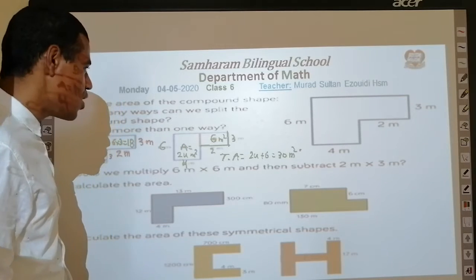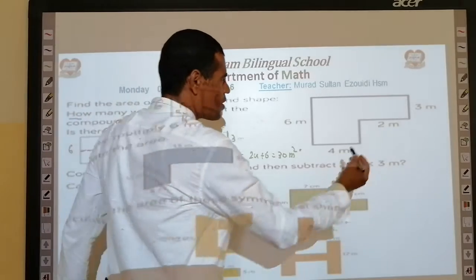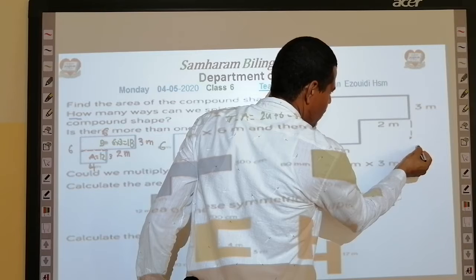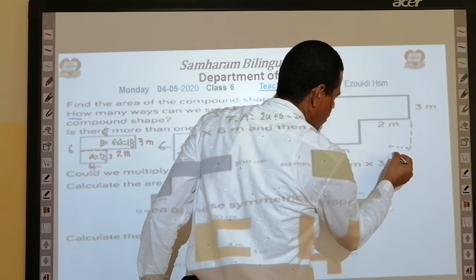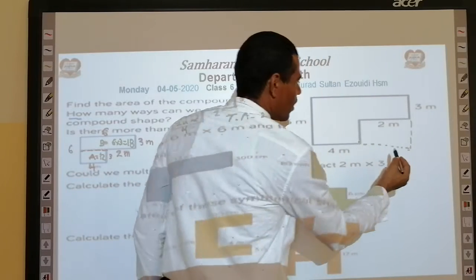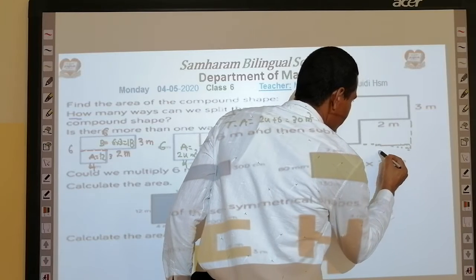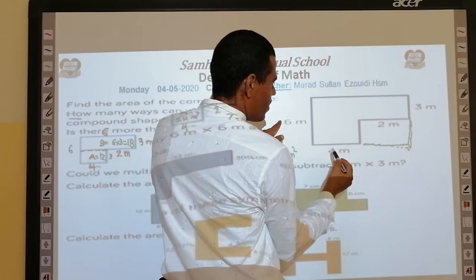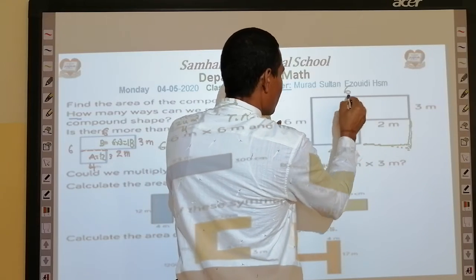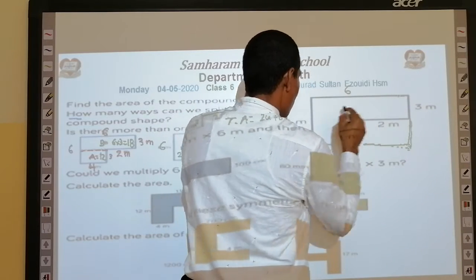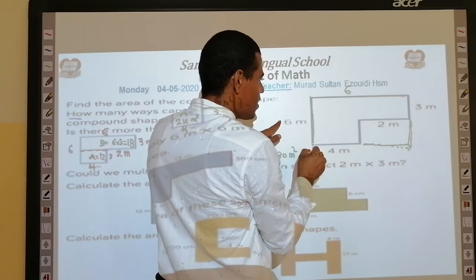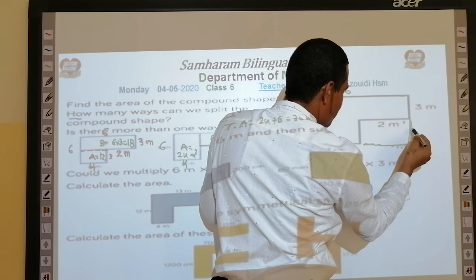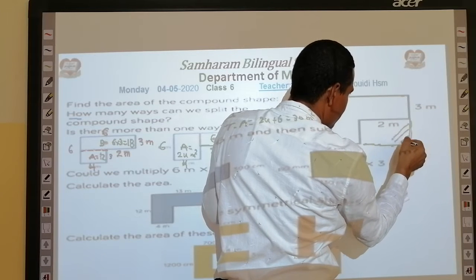Okay, now the third method is what? This is the same compound shape. Let's consider that I have a rectangle. I will consider that this is 4 plus 2 is 6. I will consider 6 by 6, all of this area, minus what, my learners? Minus this area.